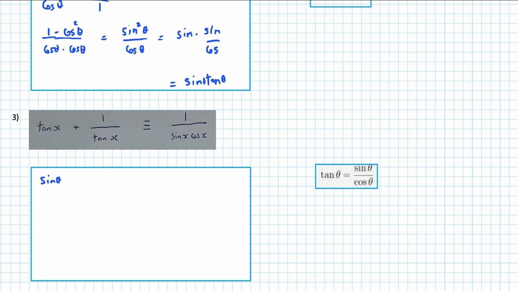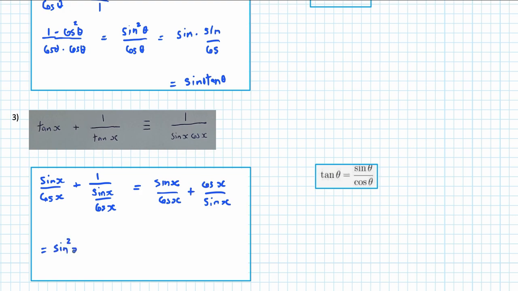Okay, next one. So tan x, I put theta there, is sine of x over cosine x. And we'll do the same to the second one as well. So plus 1 over tan x is the same as 1 over sine x over cosine x. And we want it to equate to 1 over sine x cosine x. So let's simplify it out now. So plus, we're going to just invert that. So 1 over sine over cosine is the same as cosine over sine. If you're not sure how that works, just practice with another number, perhaps 1 over 1/2, and you'll see how that works.